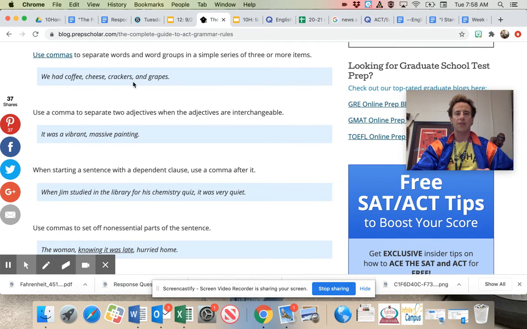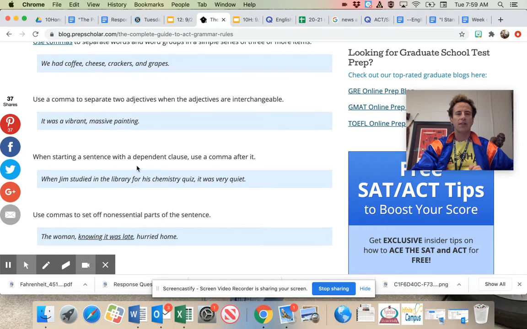That's called the Oxford comma. A lot of people leave that one out. I always include that. Use a comma to separate 2 adjectives when the adjectives are interchangeable. So if you have back-to-back adjectives describing a noun, it was a vibrant, massive painting. So vibrant and massive are describing the painting. You could also say it was a massive, vibrant painting.